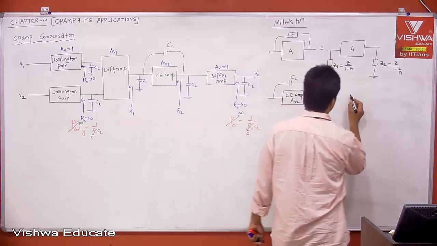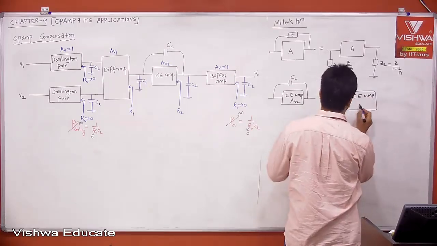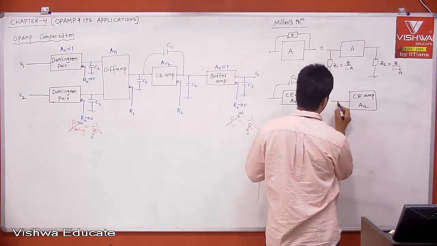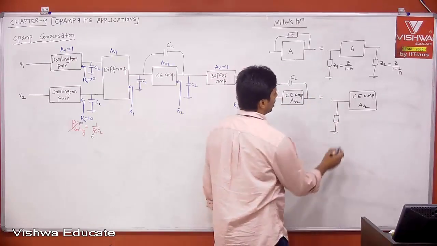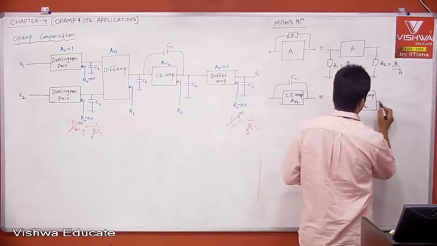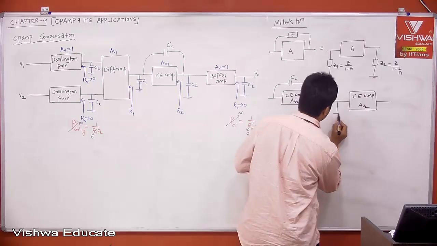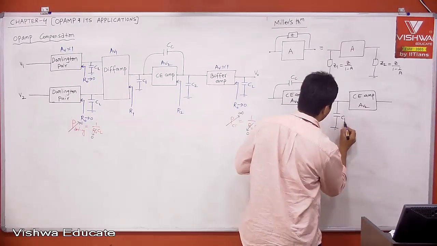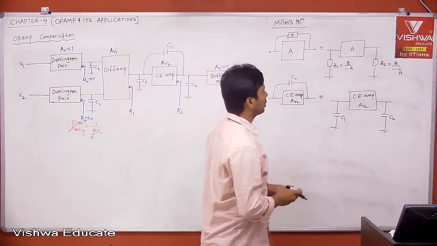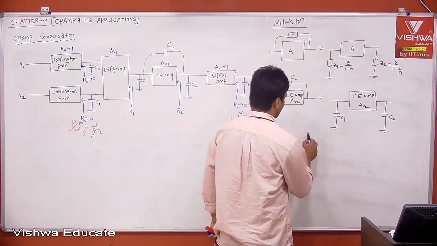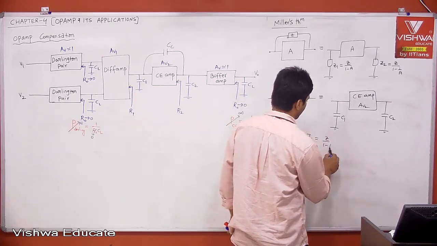This is equivalently represented as a CE amplifier having the gain AV2. Let me say this is C1 and this is C2. Therefore, what is C1? C1 is nothing but Z1. What is Z1? Z1 is equal to Z divided by 1 minus A.